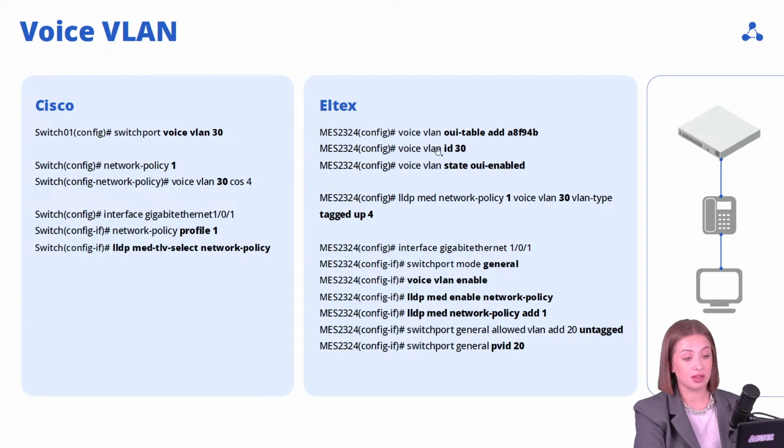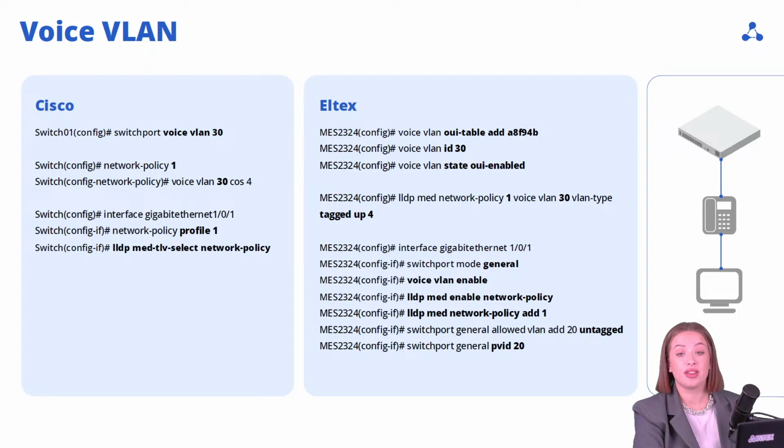With this next command, we define the voice VLAN ID into which the voice traffic will be dynamically assigned. It is also necessary to enable the feature of dynamic allocating of the traffic based on the OUI table. In the interface configuration mode, we just need to write down the command voice vlan enable, and the configuration from the switch side is done.